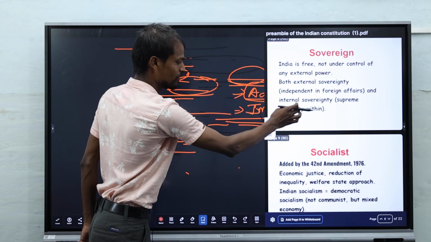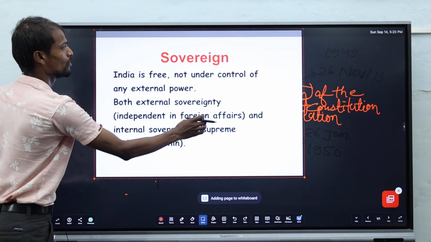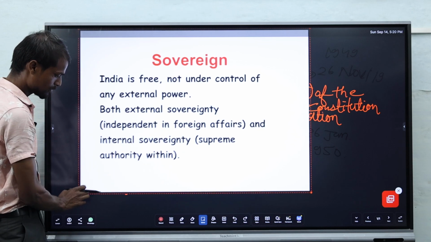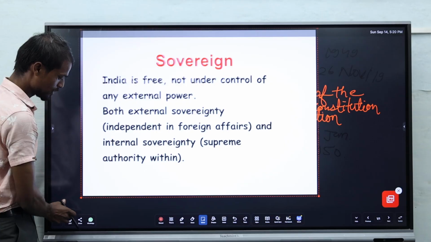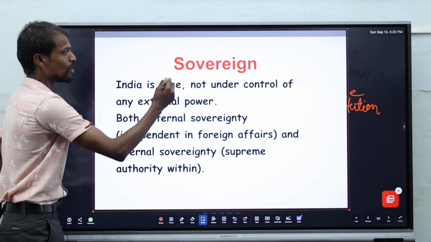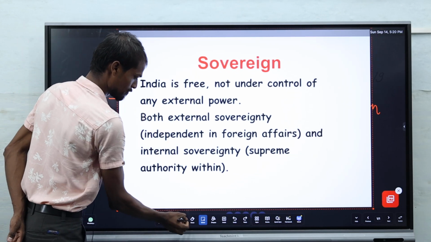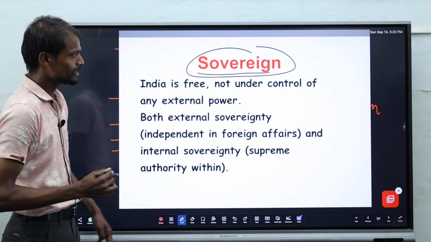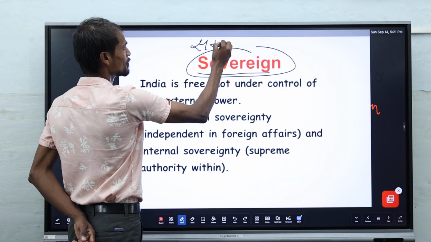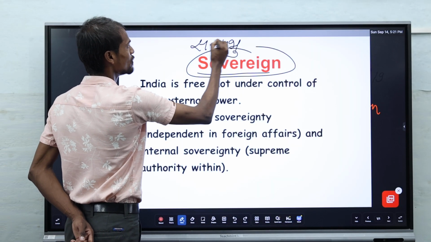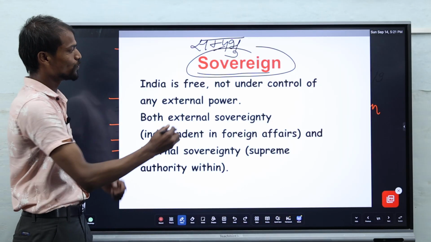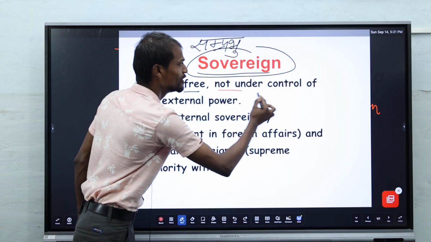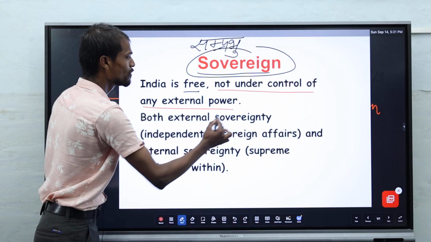The first key term is sovereign. What does sovereign mean? Sovereign means the supreme authority. In Hindi, sovereign means Samprabhu. India is free, not under the control of any external power.